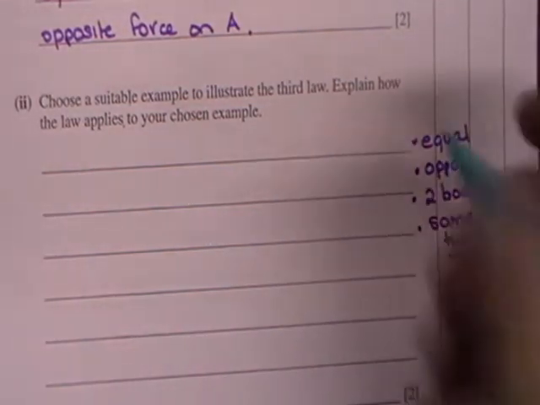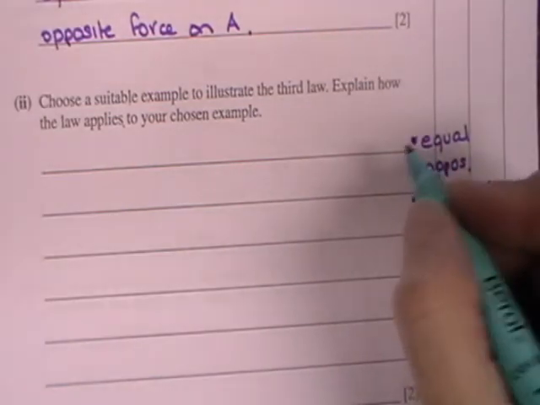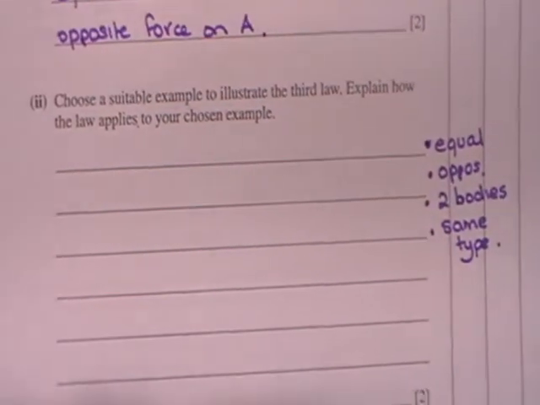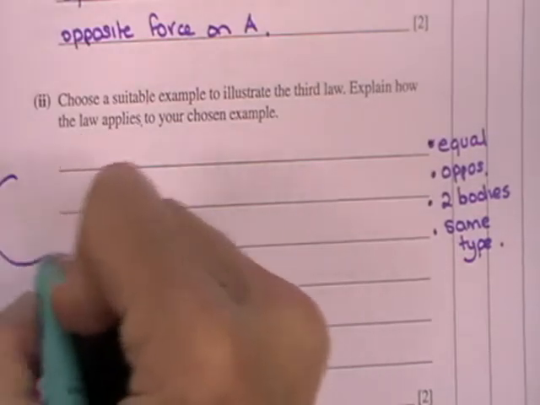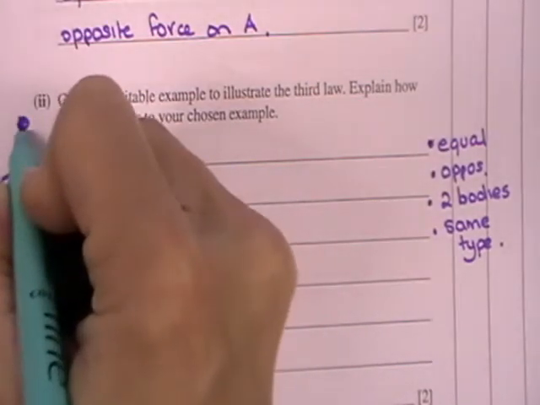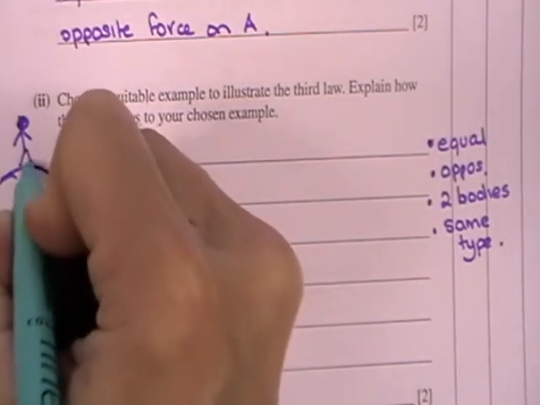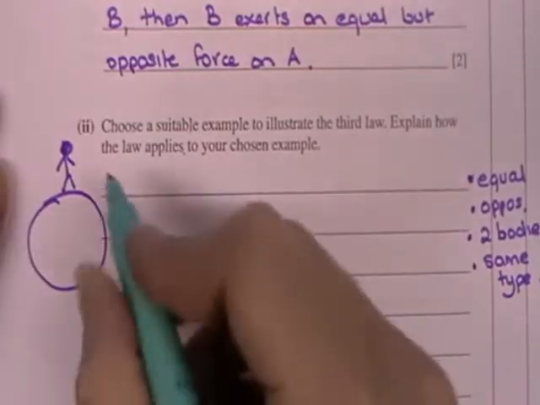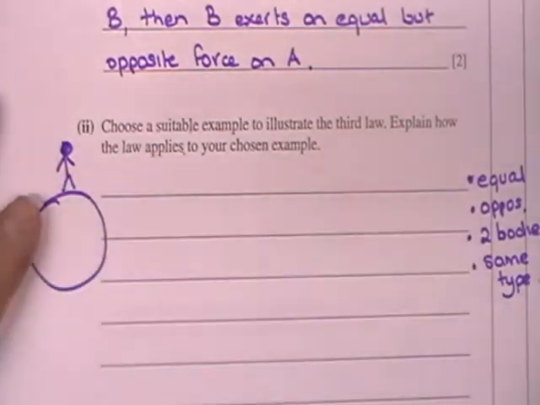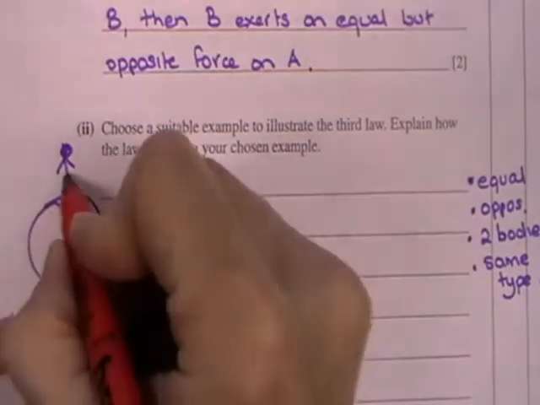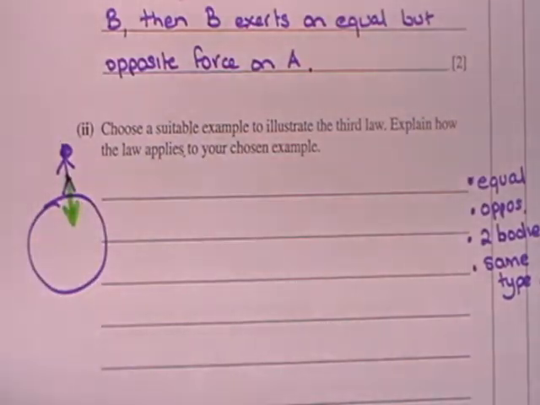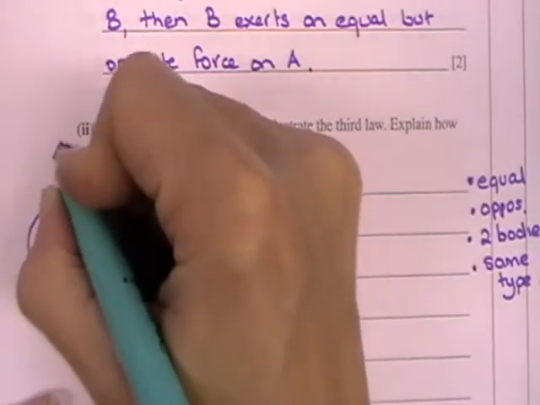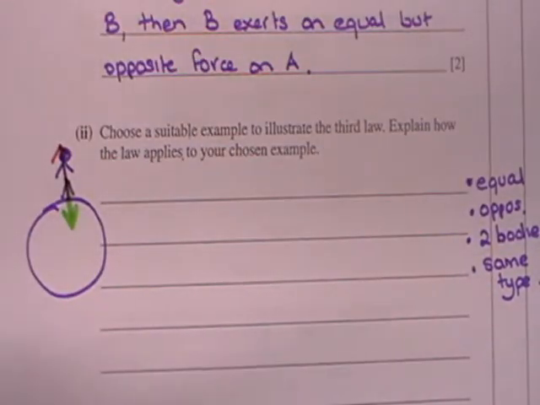So you think of an example that you could give a good description of. And probably the man standing on the earth is one of the best descriptions. So the earth is attracting the man with a gravitational force downwards, but the man's also pulling the earth up with a gravitational force upwards. And that's what you have to describe.